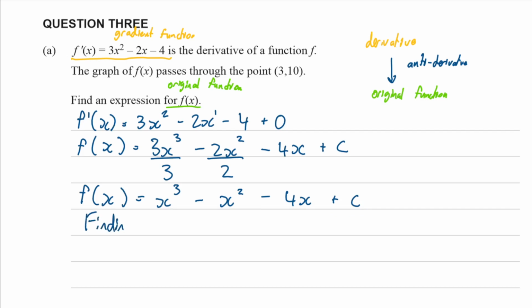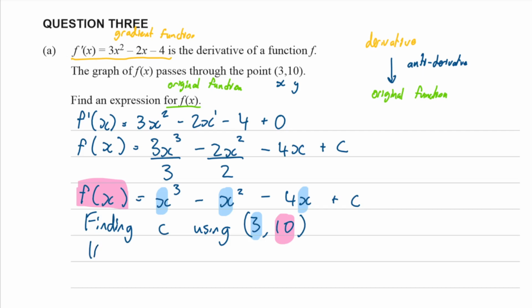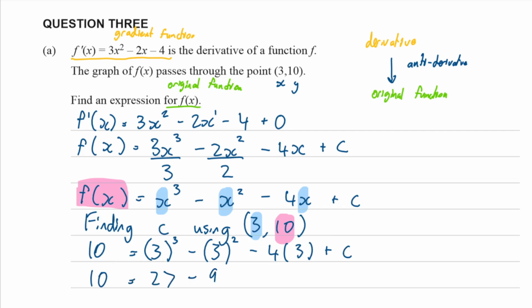So finding c, and to find it, we will use the point on f of x. So using (3, 10), substituting in our point. So in for x will go 3, and in for y, or in this case f of x, will go 10. So 10 equals 3 cubed minus 3 squared minus 4 times 3 plus c. So 3 cubed is 27, minus 3 squared is 9, minus 4 times 3 is 12.